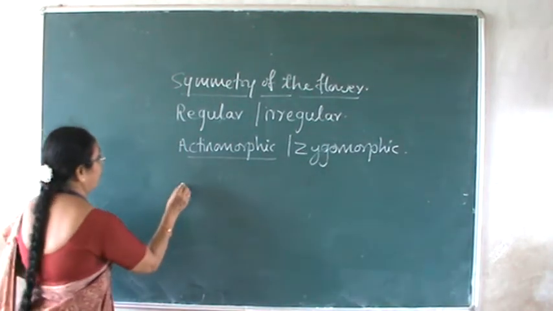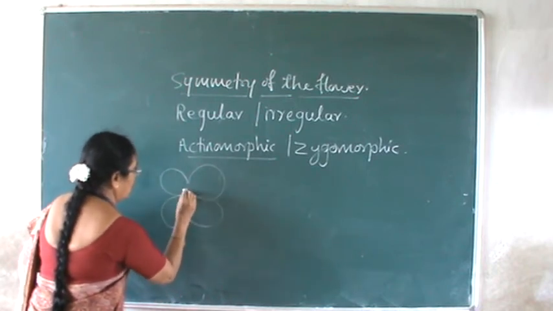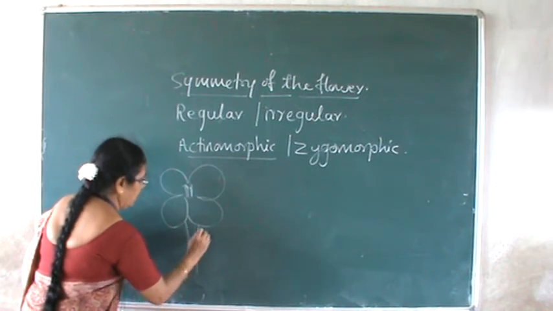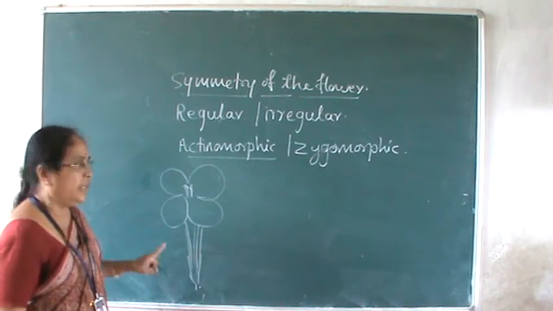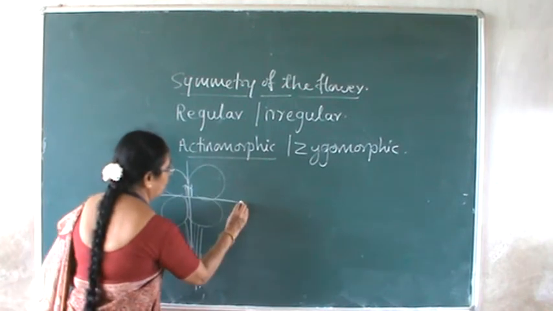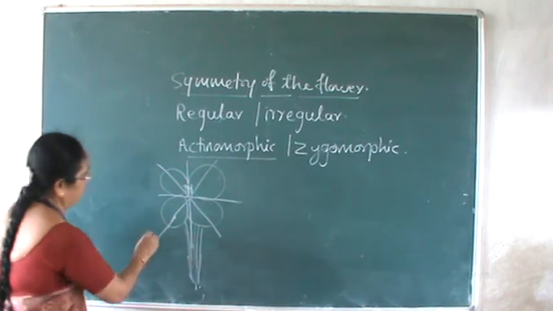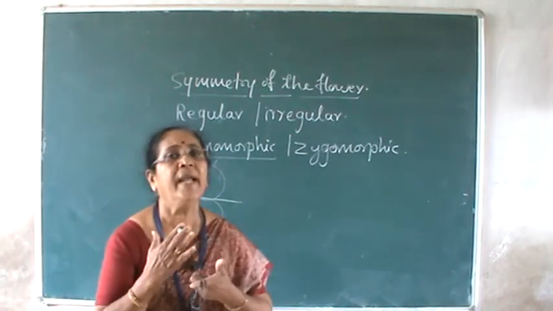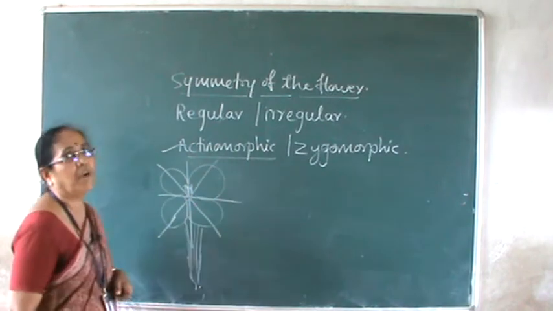For example, this is a mustard flower, right? And in this case, this flower can be cut into two equal parts in this plane. It can be cut into two equal parts in this plane, or in this plane, or in this plane. So if you can cut the flower into two equal parts in any plane, any angle, then such a flower is to be called an actinomorphic flower.